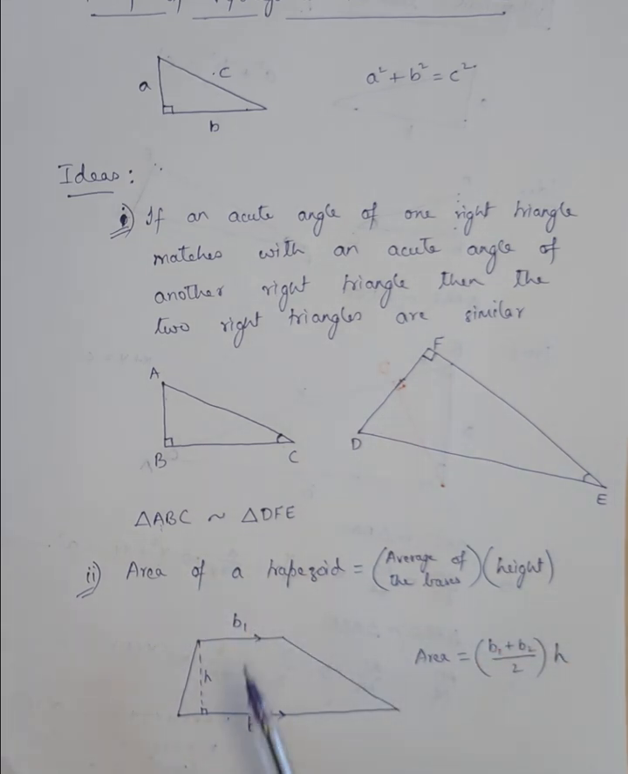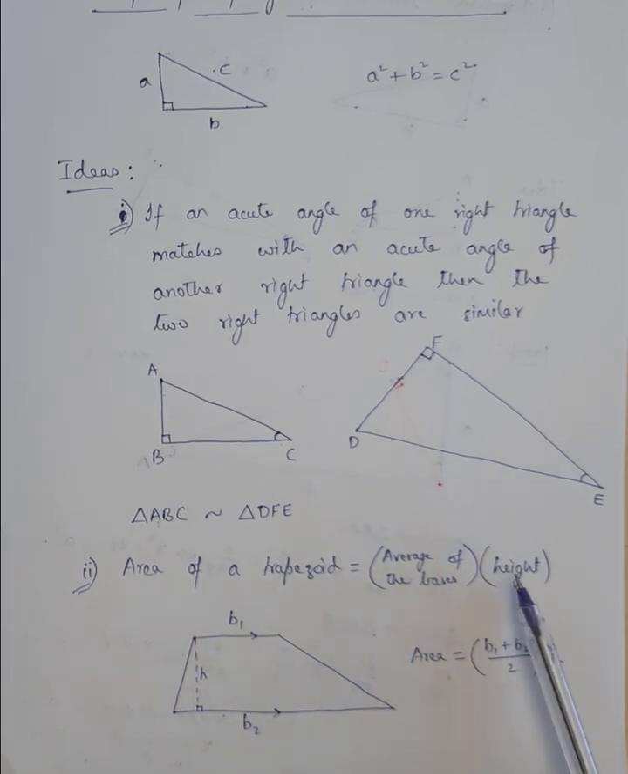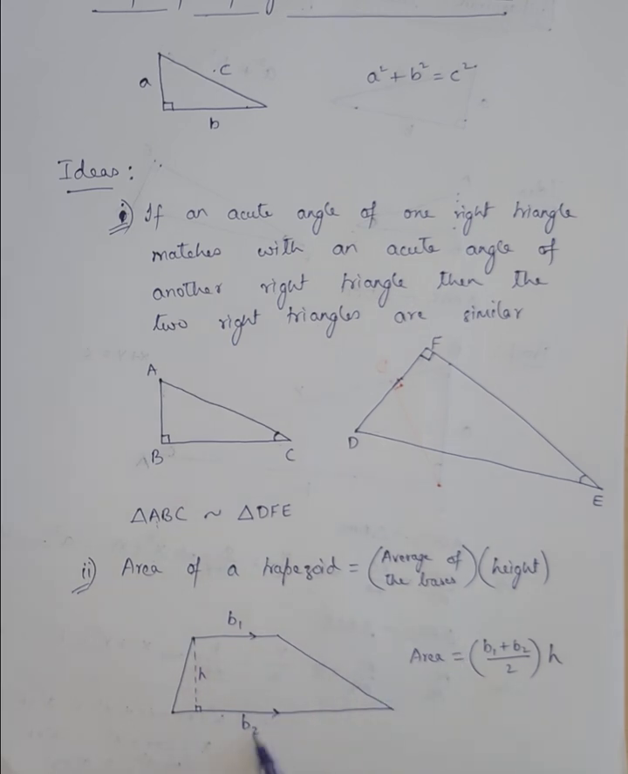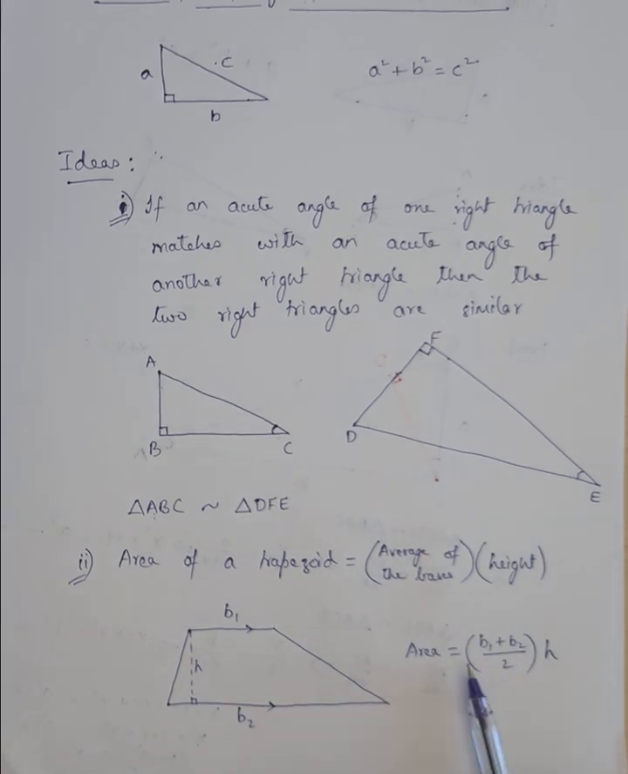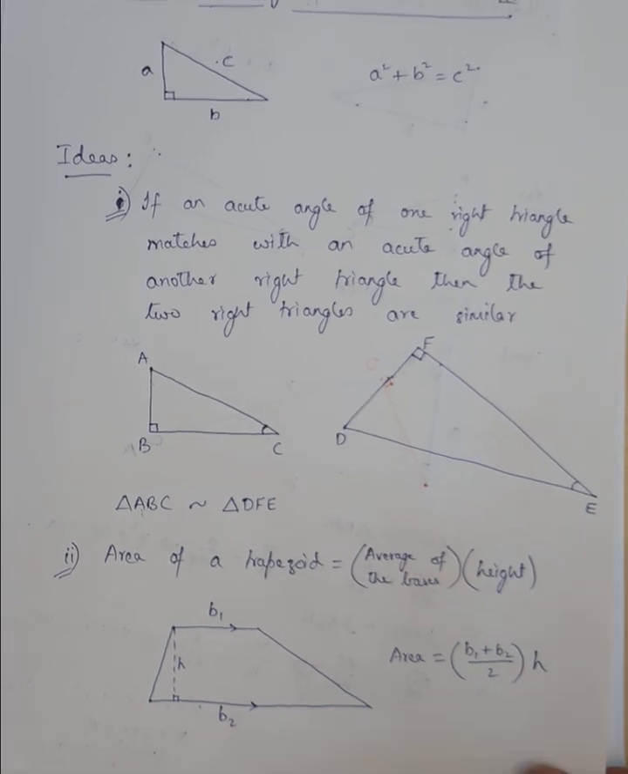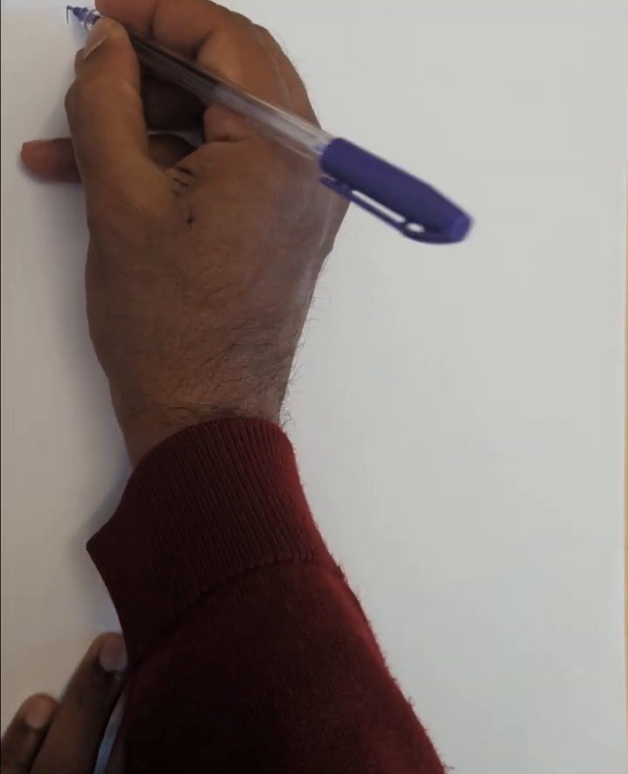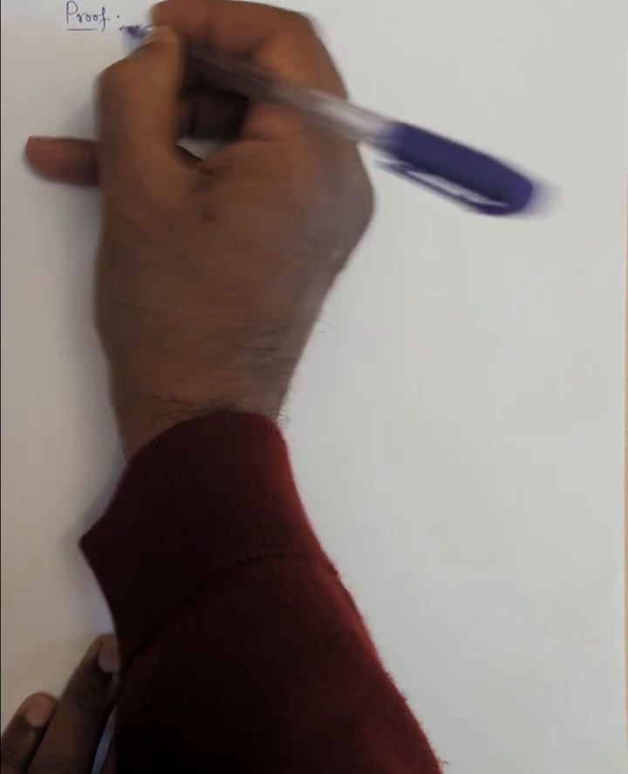For the area, we take the average of the bases, since these bases are not the same, and multiply with the height. So that's the formula for the area of a trapezoid. How do you take the average of two numbers? You add them and divide by 2. So that's the formula: average of the bases multiplied by the height. Now we can go ahead and begin the proof of the Pythagorean theorem. So here is the proof.